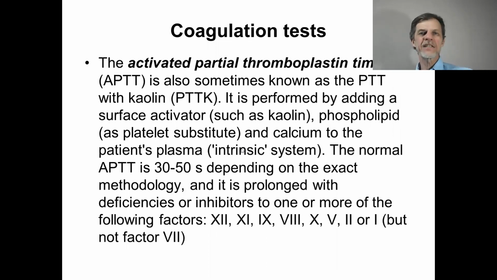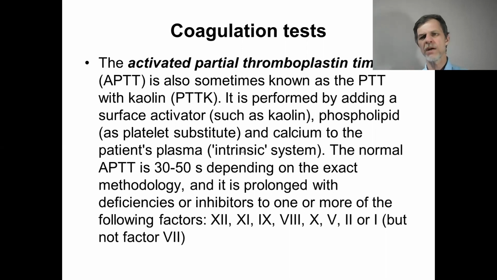Next, activated partial thromboplastin time. This is a test which tells us about coagulation in general. APTT, also known as activated partial thromboplastin time, is performed by adding surface activators such as choline, phospholipid as a platelet substance, and calcium to patient plasma. Normally, APTT is 30-50 seconds, depending on the exact methodology, and prolonged with deficiencies of inhibitors.